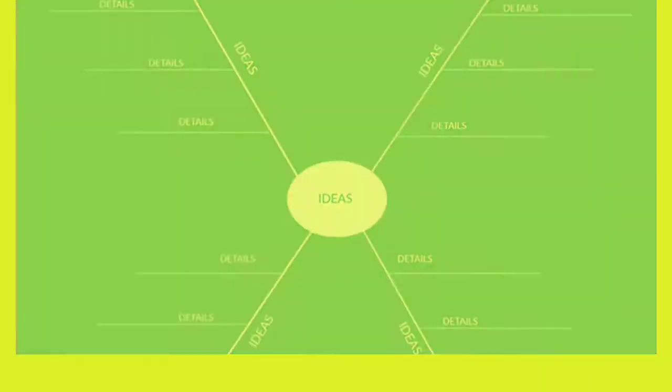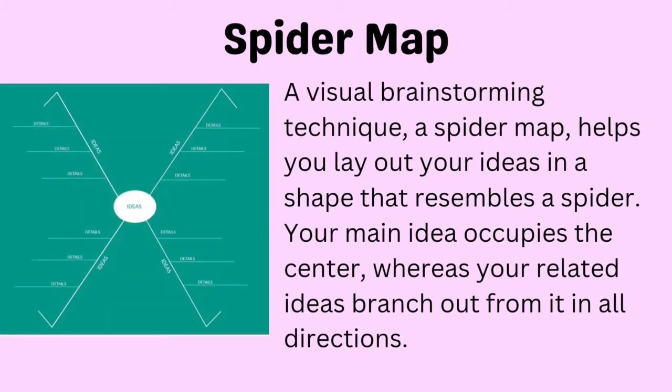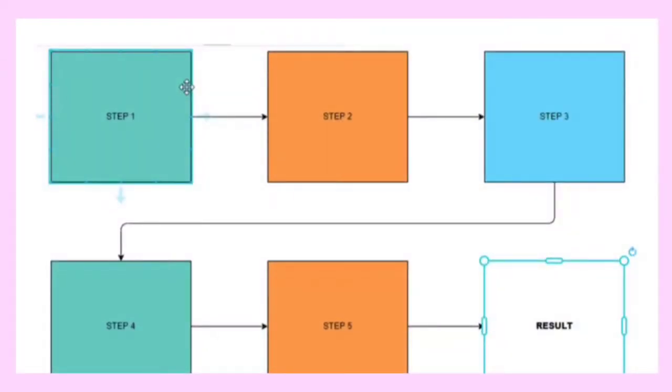As you can see the shape of this map, it looks like a spider. It is a visual brainstorming technique. A spider map helps you lay out your ideas in a shape that resembles a spider. Your main idea occupies the center, whereas your related ideas branch out from it in all directions.